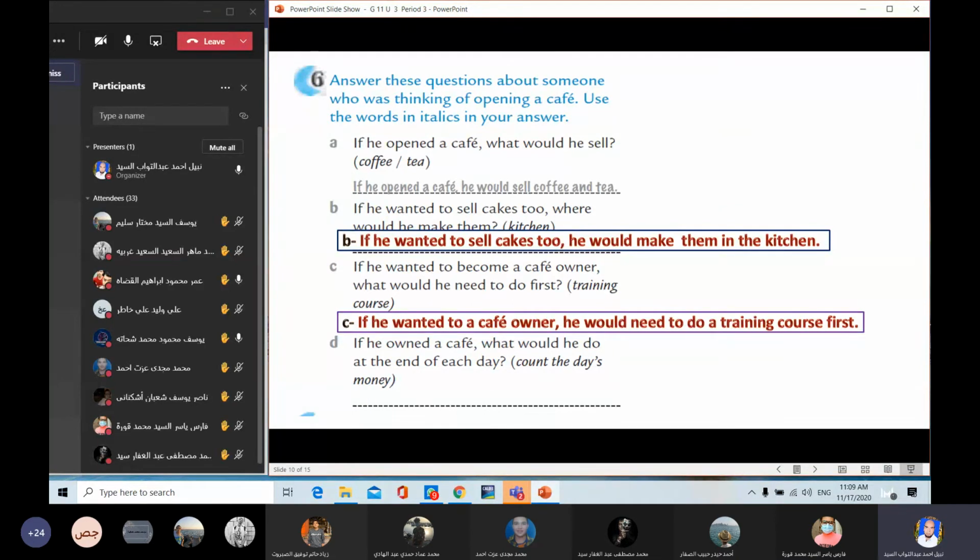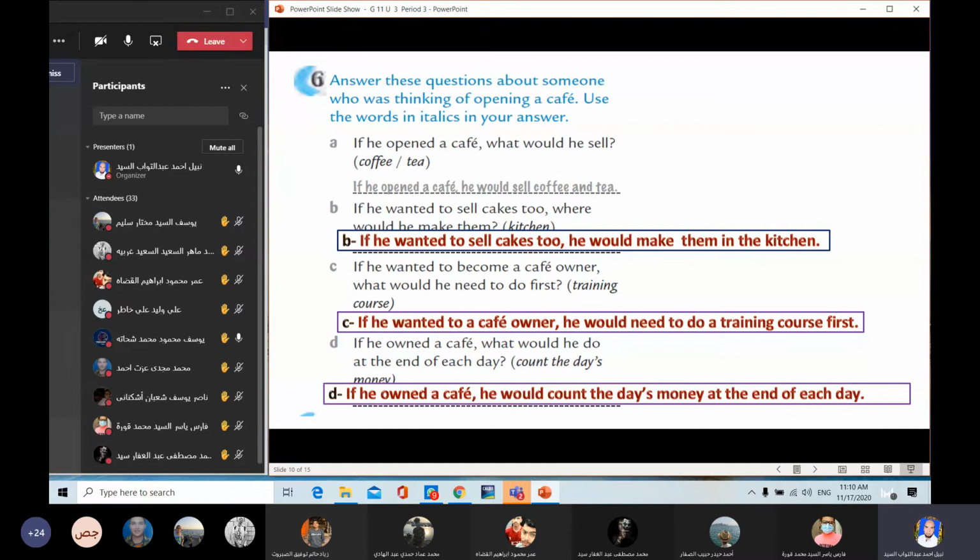Complete sentence. If he owned a cafe, he would count the day's money at the end of each day. Excellent, Omar. Thank you. Yes, so we use the past simple in the if clause and would plus infinitive, or could plus infinitive, might plus infinitive. Okay? Does everyone understand? After if we said past simple and would plus infinitive. Okay? We are going to use the third conditional.